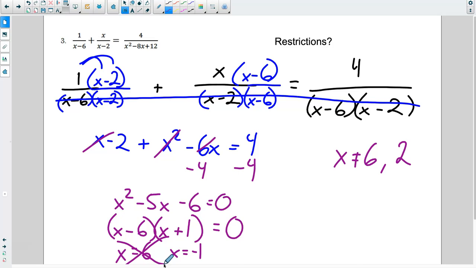Question? Jump right into the next one. Anything at all before we move on?